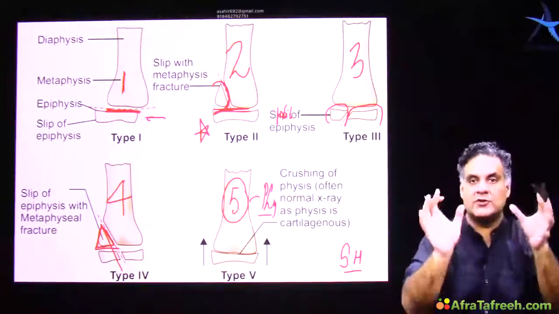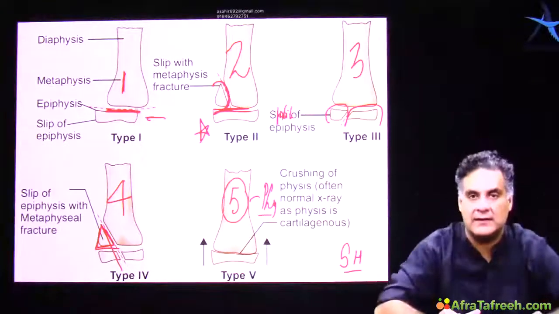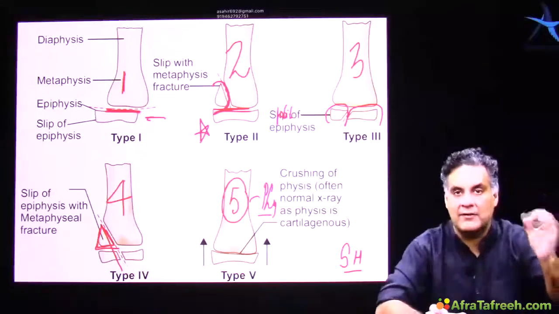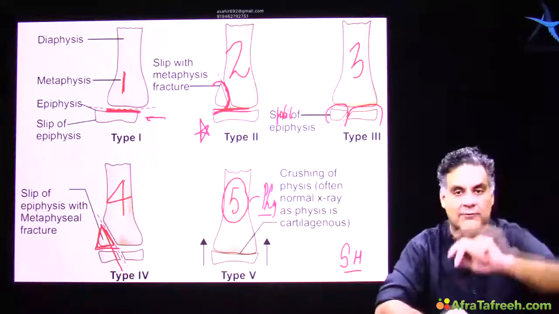And that is why you should remember this very important key point here, that type 5 looks normal on the X-ray. Commonest is type 2.